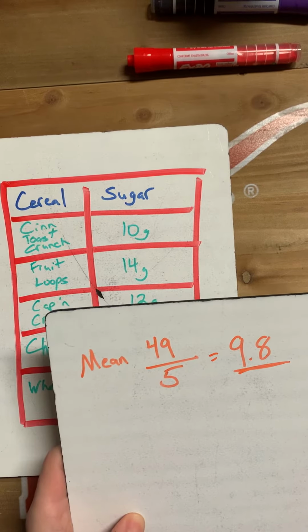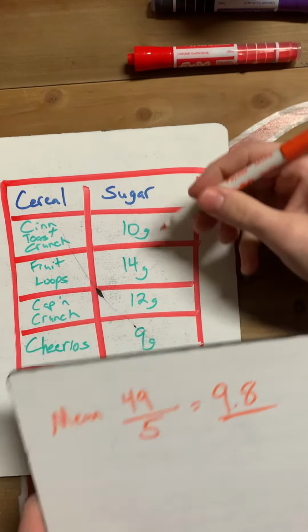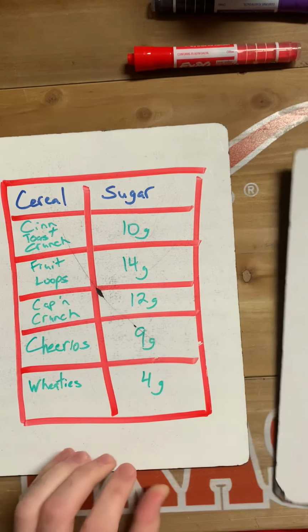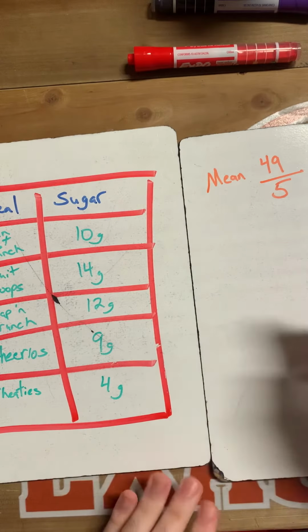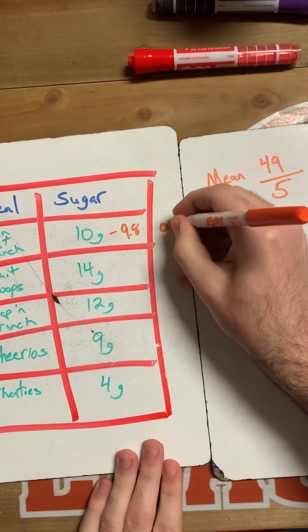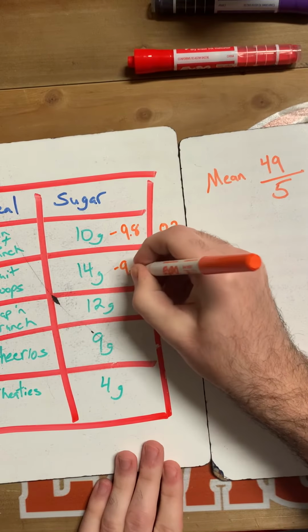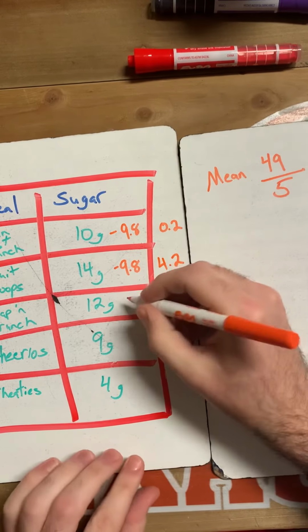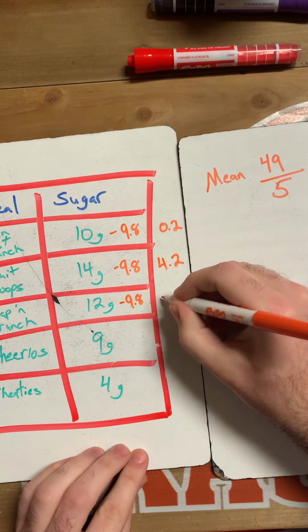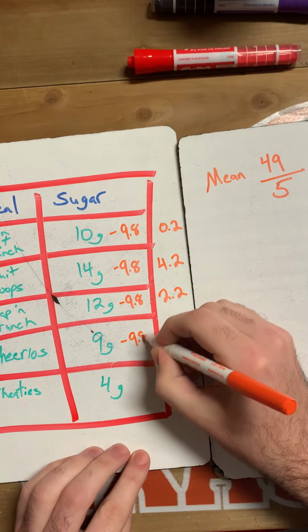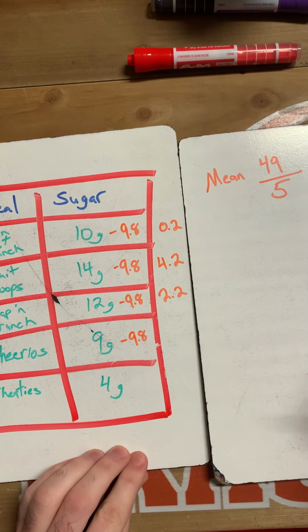Now my next step is finding out the deviation, or the distance each one of these data points is from my mean. So now I have to go ahead and subtract each one of these. So 10 minus 9.8 is 0.2. 14 minus 9.8 is 4.2. 12 minus 9.8 is 2.2.